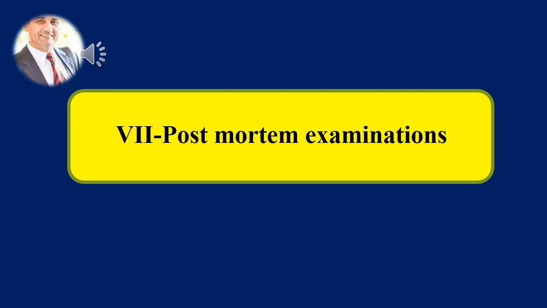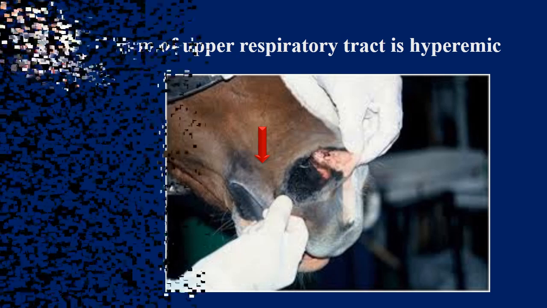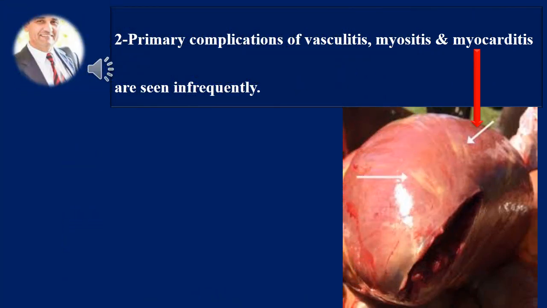Postmortem examinations. During the necropsy of horses affected by equine influenza, we will find the mucous membrane of the upper respiratory tract is very hyperemic. Dead horses from equine influenza may also show primary complications of vasculitis, myositis, and, infrequently, myocarditis.